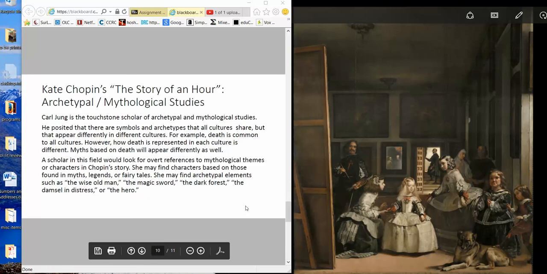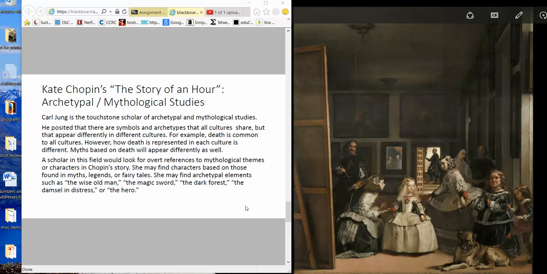Our final one is archetypal and mythological studies, where, again, we mentioned Carl Jung a moment ago. He believed that there are symbols and archetypes, which are like the primary building blocks of ideas that all cultures share, but that each culture represents differently. My example is that every culture has a representation of death, the figure of death. For example, in most of Western culture, we have the character known as the Grim Reaper. We see him as a cloaked figure who comes with a big scythe and cuts people down. That's a very old figure. Cultures in Asia and Africa and the Middle East also have a figure of death, but it's not going to look the same. So Jung argues that we all share the same building blocks of ideas, but we represent them differently.